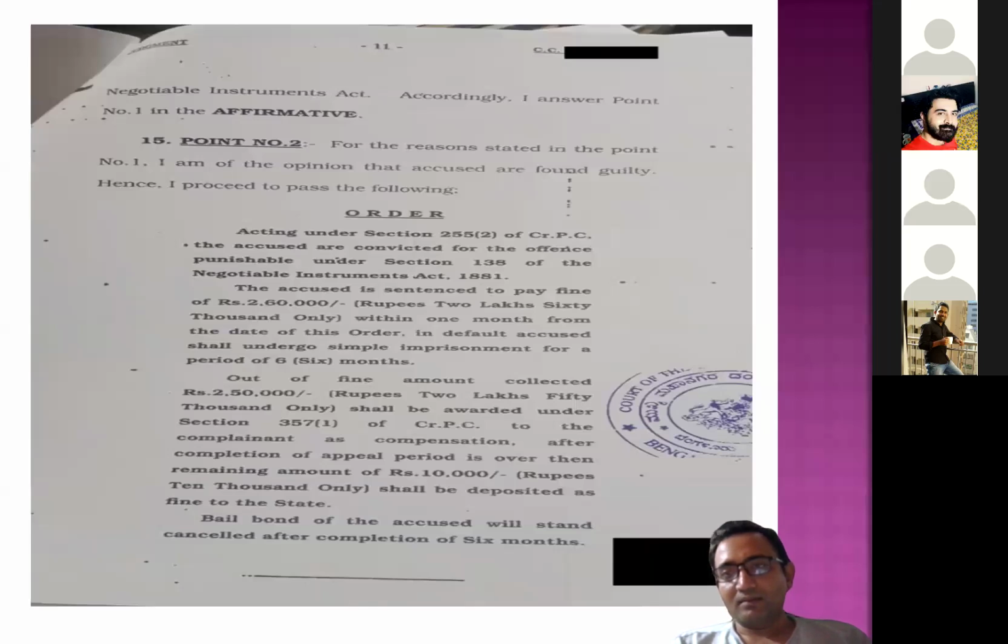Sir, who will bear the expenditure of bringing that accused person to our state? Sir, the complainant only has to bear that expenditure. And tomorrow, whatever expenditure he bears, he has to recover again by filing a civil suit for damages. Okay.